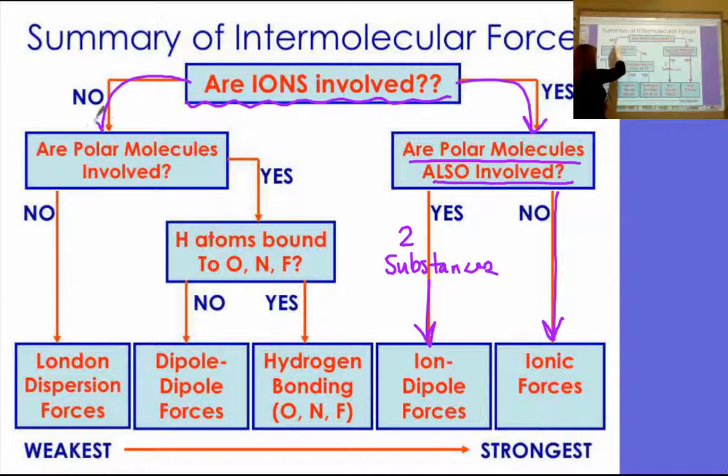If you have no ions involved, then you have to check and see if something is polar. Is the electronegativity difference between 0.5 and 2.1? Is it asymmetrical? If you answer no, the only possible force you can have is the LD force, the London force.